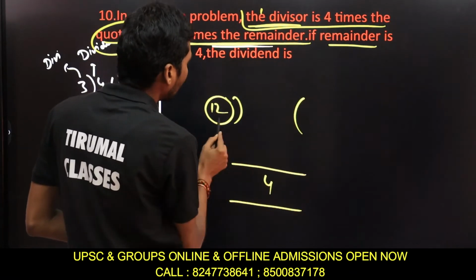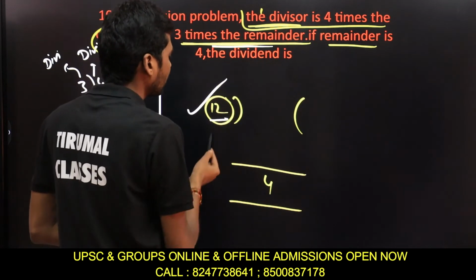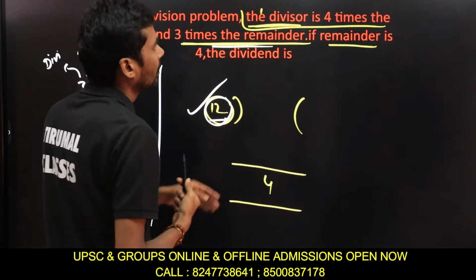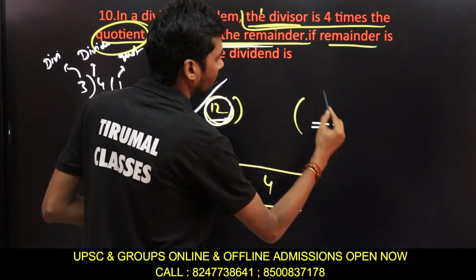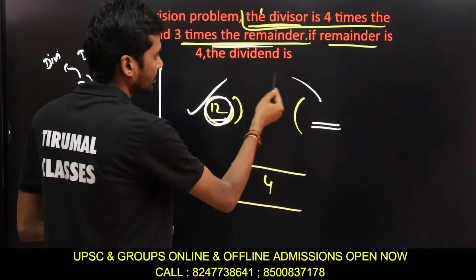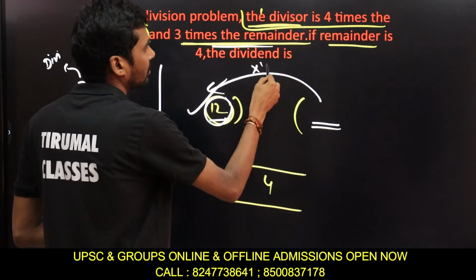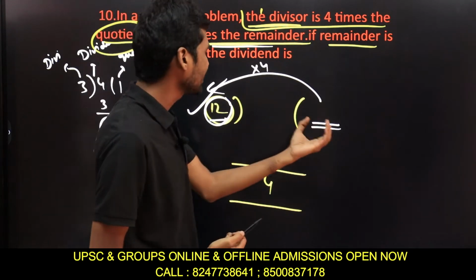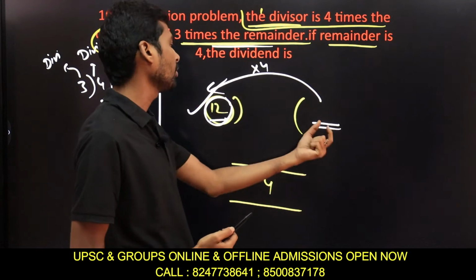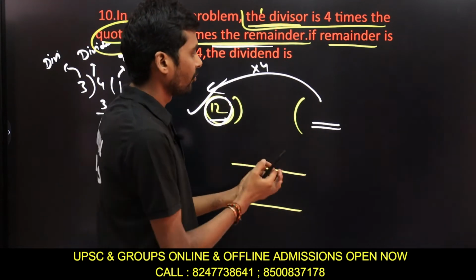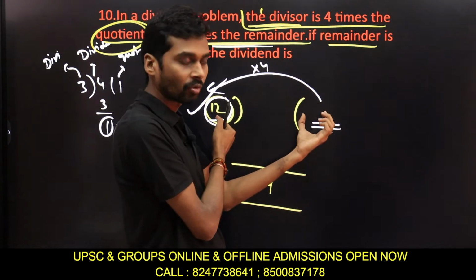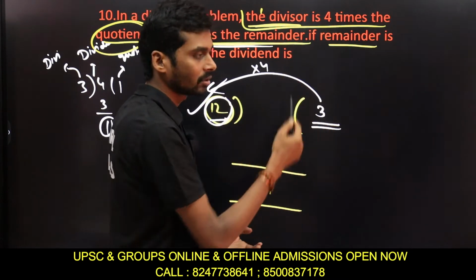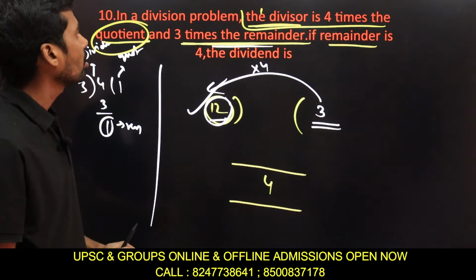Okay, so the divisor, we already found that value. What is the divisor? 12. So that divisor is 4 times the quotient. Whatever the quotient value is, this number is 4 times of that number. So which number if I place here? We will get 12 here. Which means, by which number if you multiply with 4, you get 12? Obviously the number is 3.